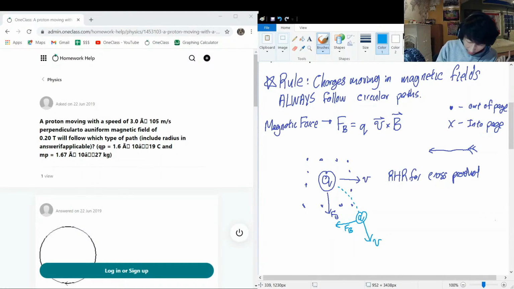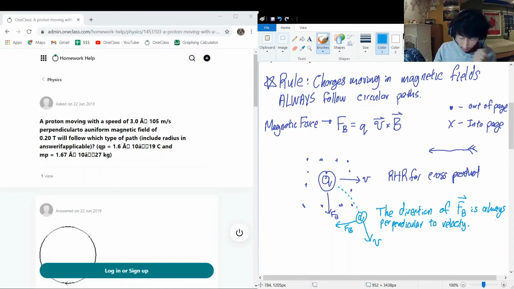Okay, so you can see the direction of magnetic force FB is always perpendicular to velocity, and this leads to circular motion. It's kind of like centripetal motion.